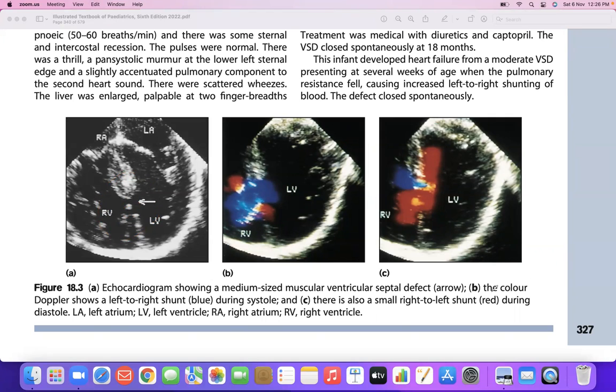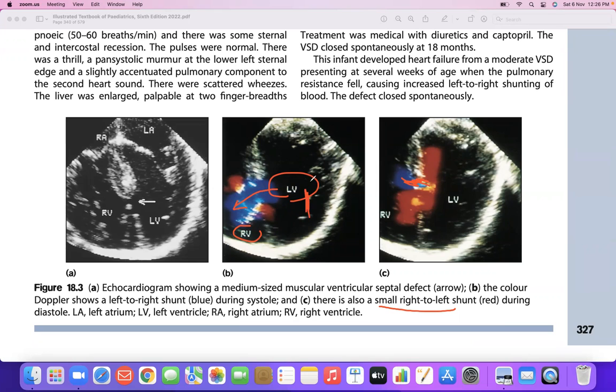Now the second picture, B, the color Doppler shows left to right shunting. You can see here, this is the left ventricle and this is the right ventricle. And this is the color Doppler showing the left to right shunting. Then there is also a small right to left shunting, very small here, this one, blue. There can be small right to left shunting also during the diastole. Not during the systole, that is when the left ventricle contracts.